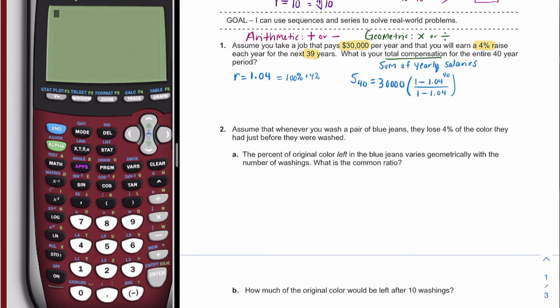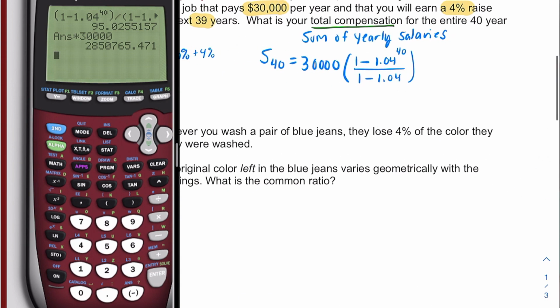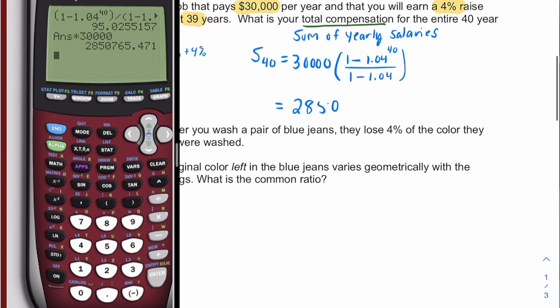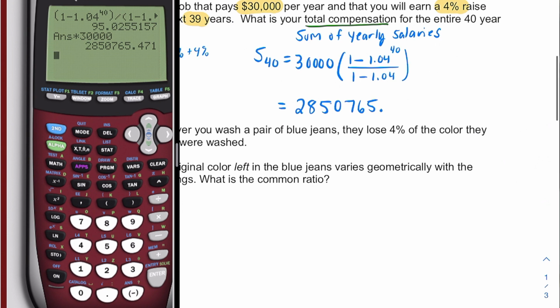What I'm going to do is I'm going to multiply by 30,000 last, just because that's a large number. So it's 1 minus 1.04 raised to the 40th power, close those parentheses, divide by 1 minus 1.04, close your parentheses, multiply by 30,000. Make sure you grab all the zeros. And that gives us a total compensation of 2850765.47. Let's round to two decimal places because it's money.